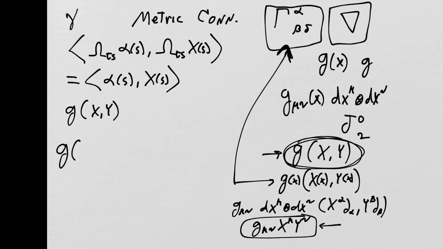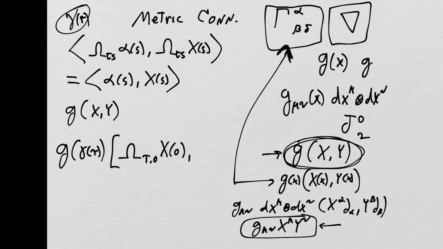If I take G at some point along the curve, remember parallel transport always involves a curve, and we're going to use gamma of tau, right? So if I take G and its value at gamma of tau, and I operate that on tau 0 x of 0 and tau 0 y of 0.